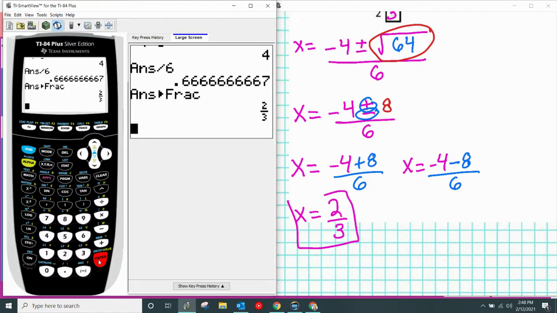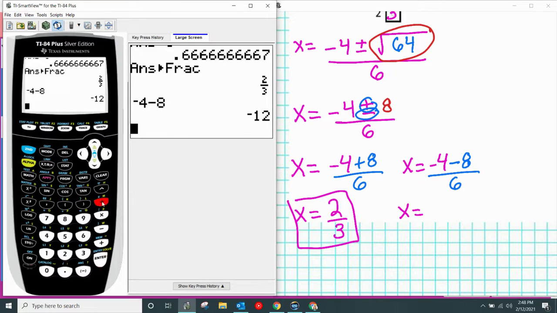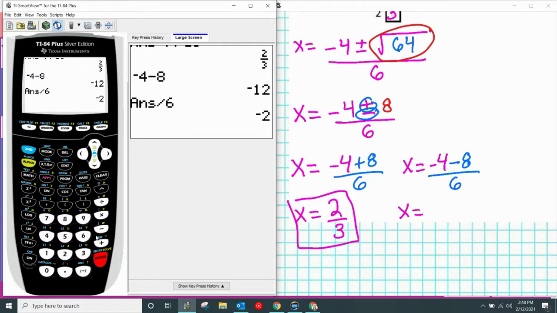And then x equals negative 4 minus 8. So here I go again. Negative 4, subtract 8, enter. Do your numerator first. Now divide by your denominator. Divided by 6. Oh, that's negative 2. That one wasn't a fraction.